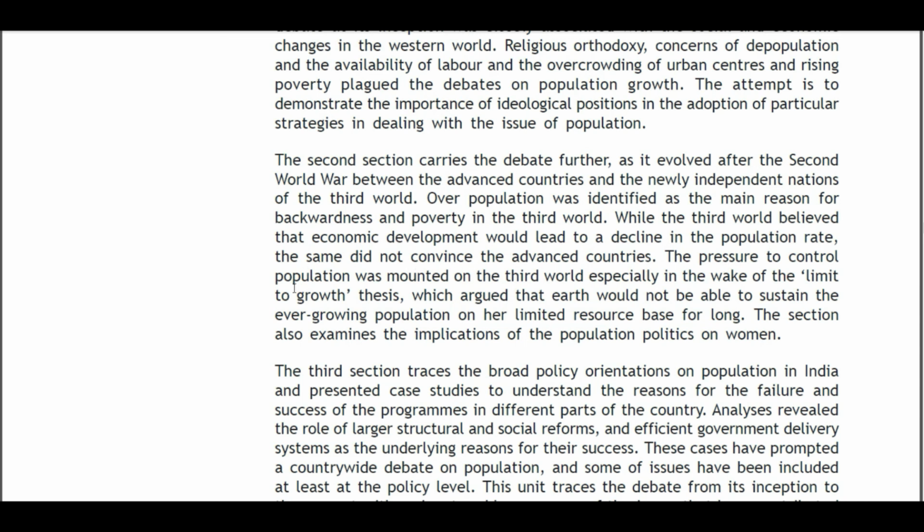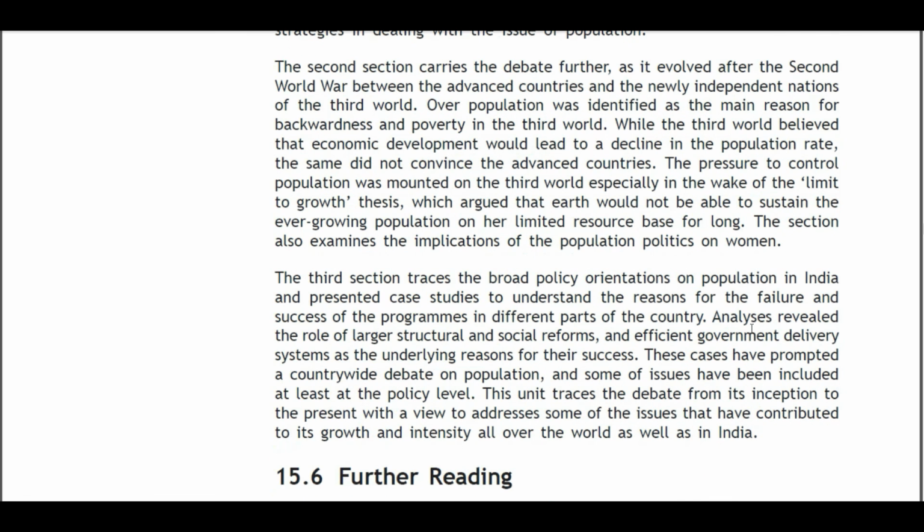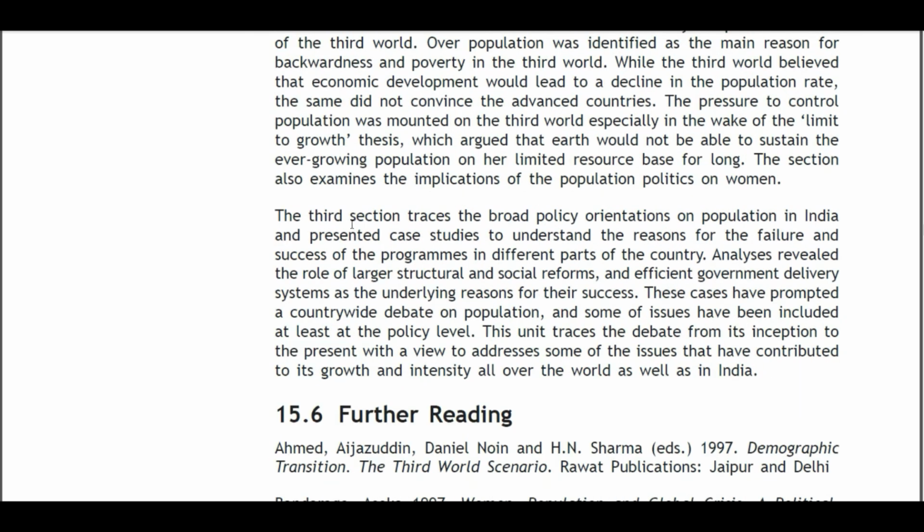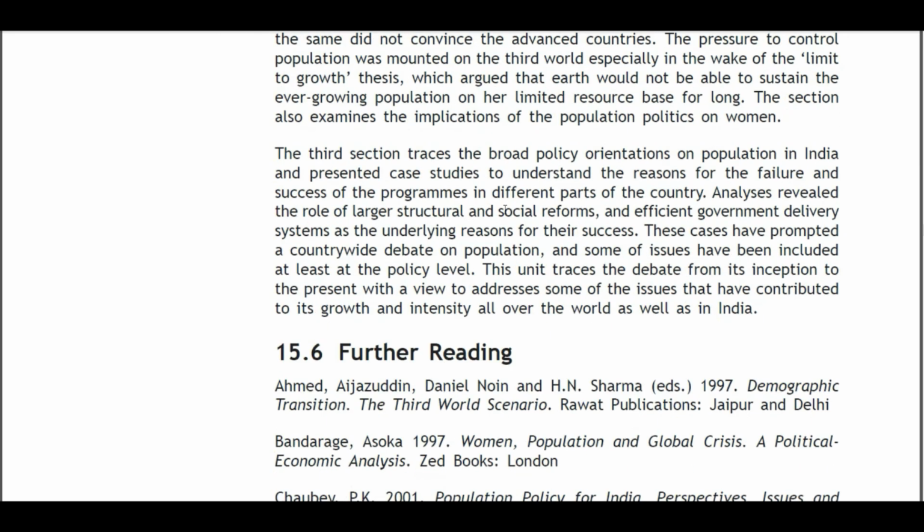The pressure to control population was mounted on the Third World, especially in the wake of the limits to growth thesis, which argued that the Earth would not be able to sustain the ever-growing population on her limited resource base for long. The section also examines the implications of population politics on women. The third section traces the broad policy orientations on population in India and presents case studies to understand the reasons for the failure and success of the programs in different parts of the country.